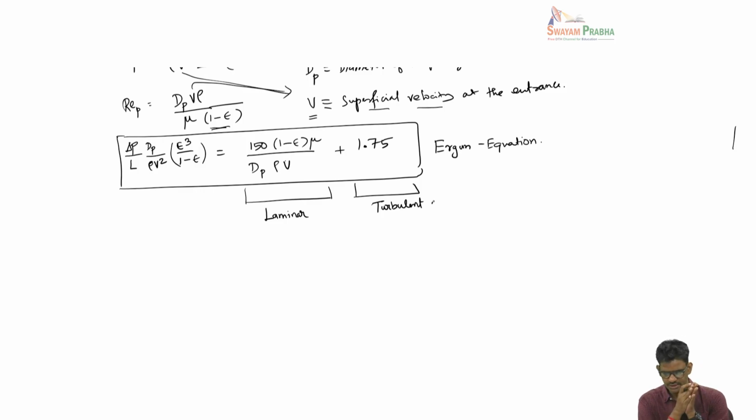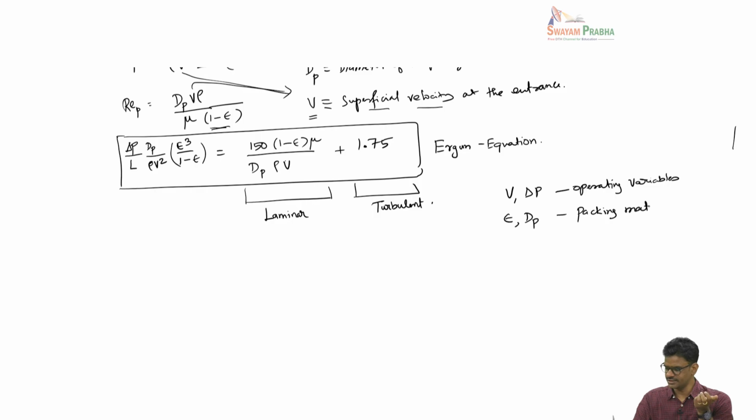Now, if you look at this Ergun equation, it's quite complicated. You see that properties of the fluid enter into this equation, the properties of the packing enter into this equation, and also the operating conditions. What are the operating conditions? Velocity and delta P, these are all operating variables. Then the nature of the packing enters through the porosity epsilon and dP. These are all packing material based quantities.